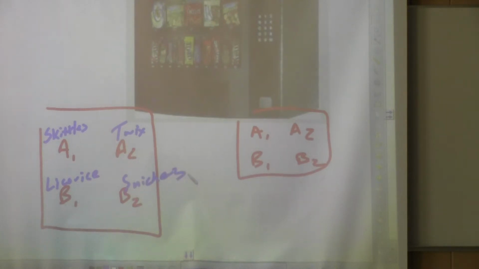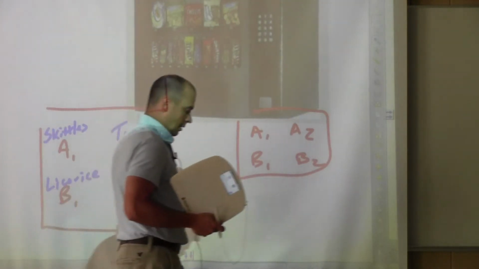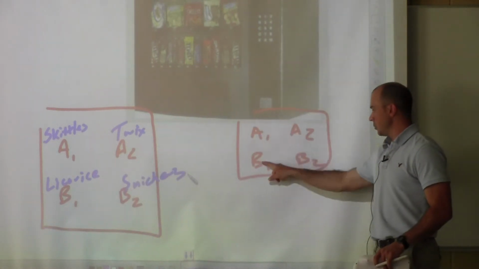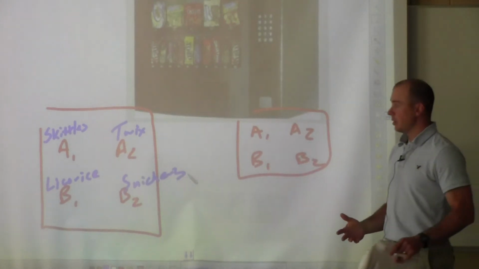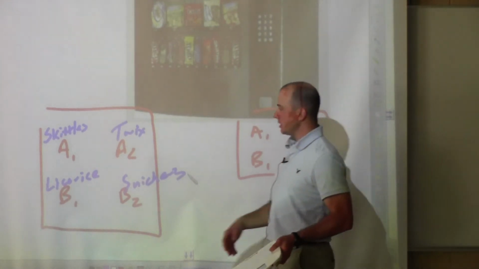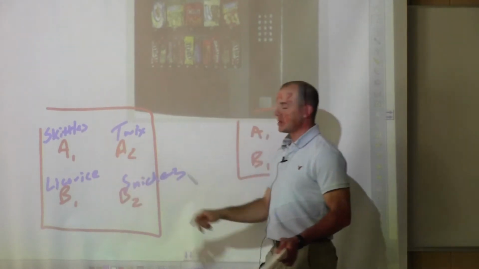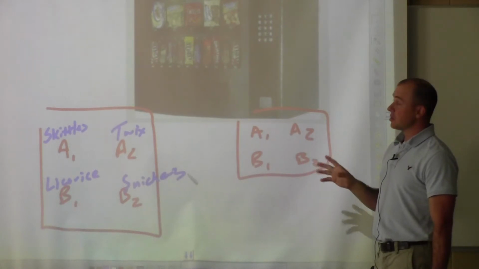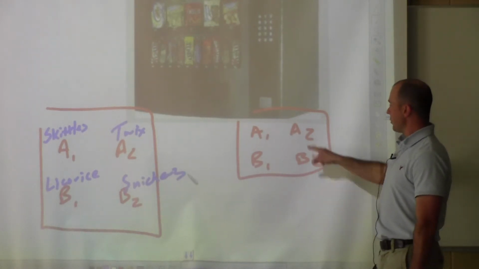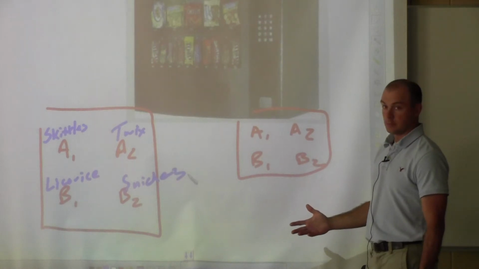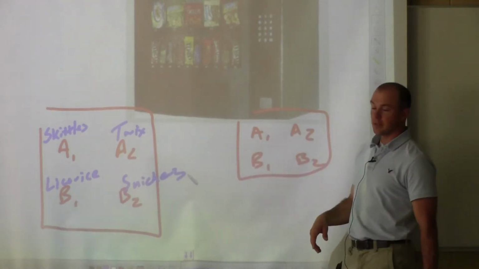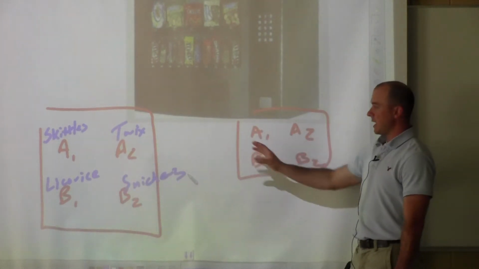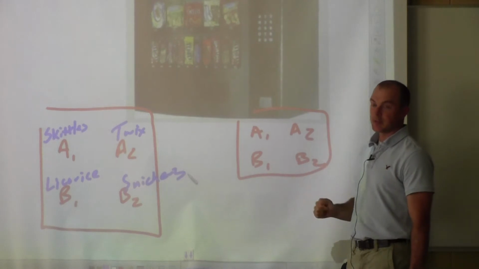So if you think about our example of our vocab words, the domain, the possible inputs, what are the possible buttons I could push in? A1, A2, B1, B2. The range, what are the possible candies that could come out of the vending machine? Skittles, Twix, licorice, and Snickers. Now, to be a function, remember, every input can only have one output. If I press A2, what do I get out? Twix. If I press B1, what do I get out? Licorice. In our example, every input has its own output. That's good. That's functioning properly.